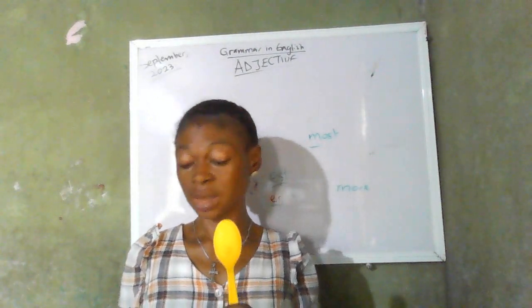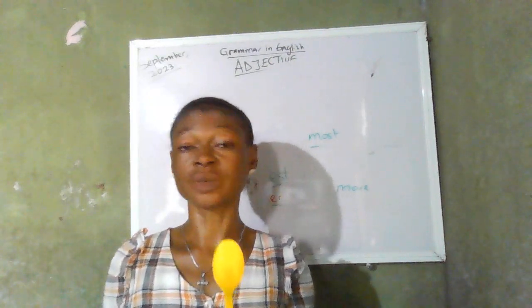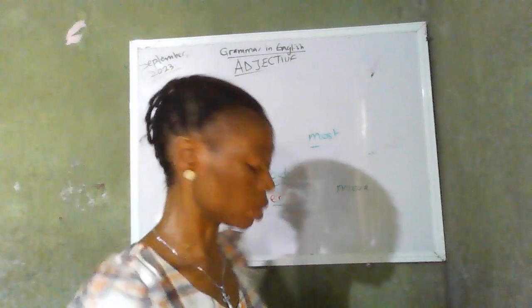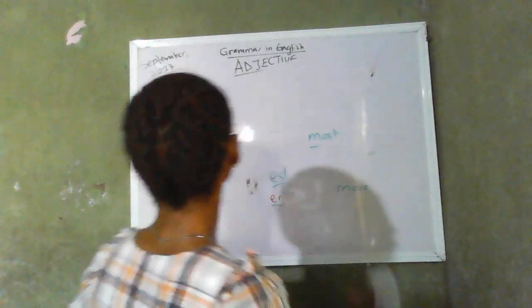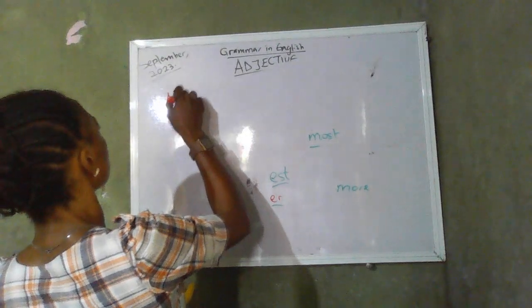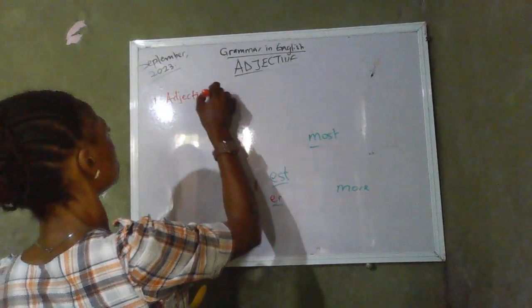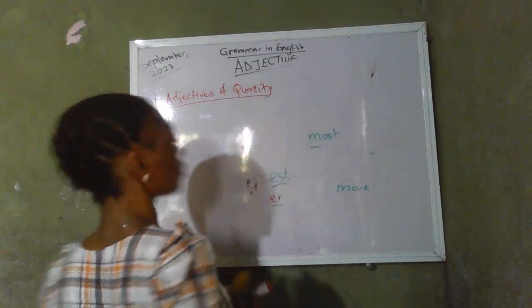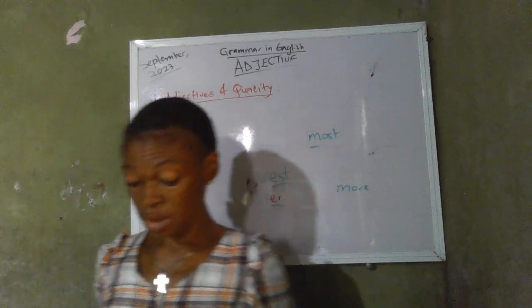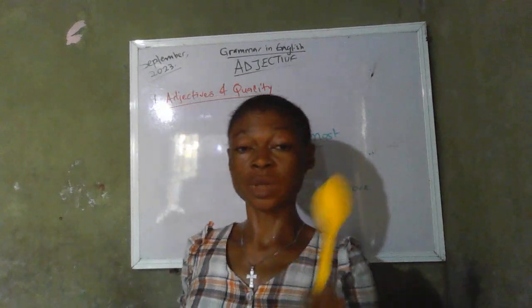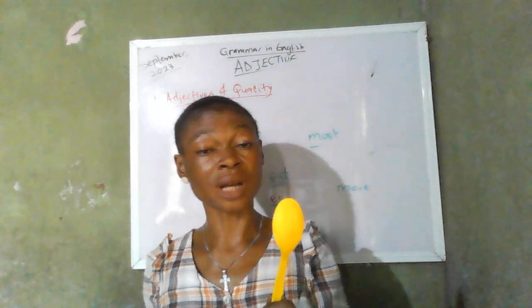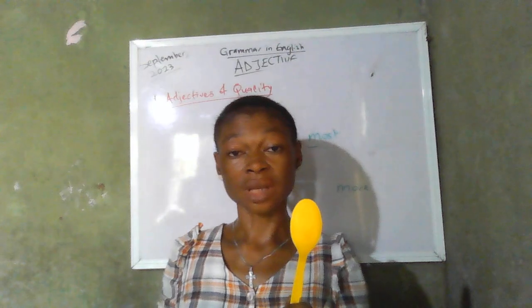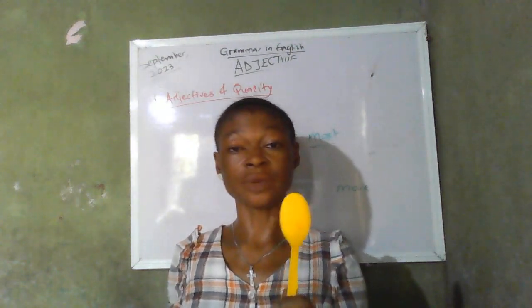So adjectives which describe nouns are called adjectives of quality. They describe nouns. I've given you an example: I have a yellow spoon. Yellow in the given sentence is the adjective that describes the object, the noun. So it's an adjective of quality.